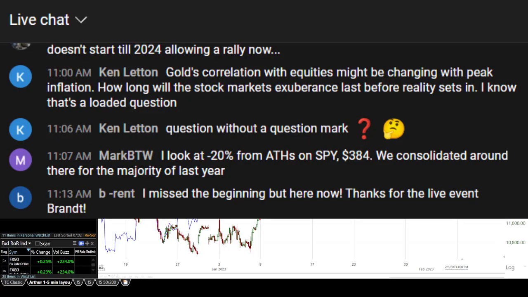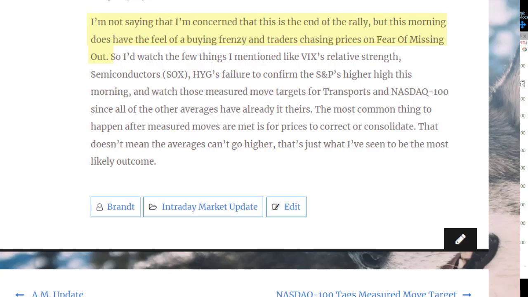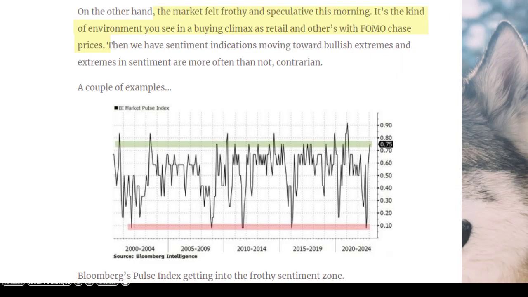Ken asks, how long will the stock market's exuberance last before reality sets in? That's a great question. And Thursday morning, or was it Friday morning, in one of the early updates, that's what I said. I said, I think the market is looking frothy here. It's feeling very speculative, like a lot of FOMO. People who've missed out on this move are chasing prices 3% higher on the day.